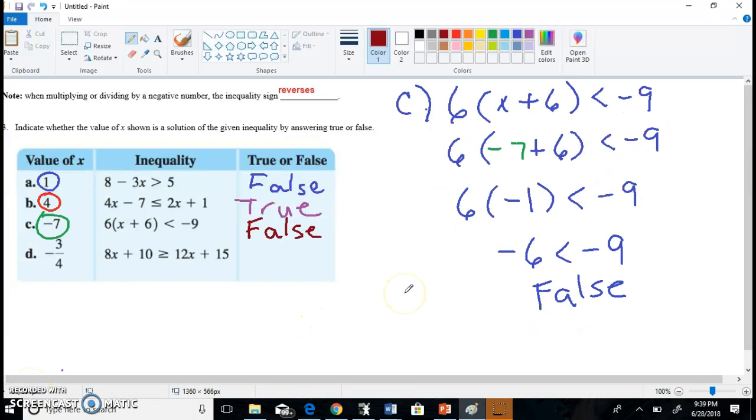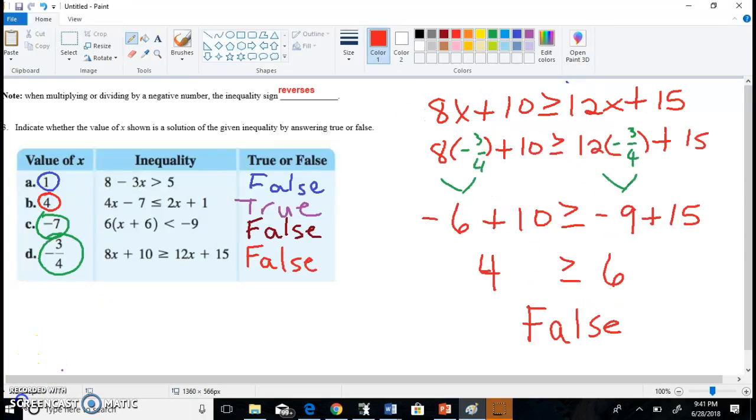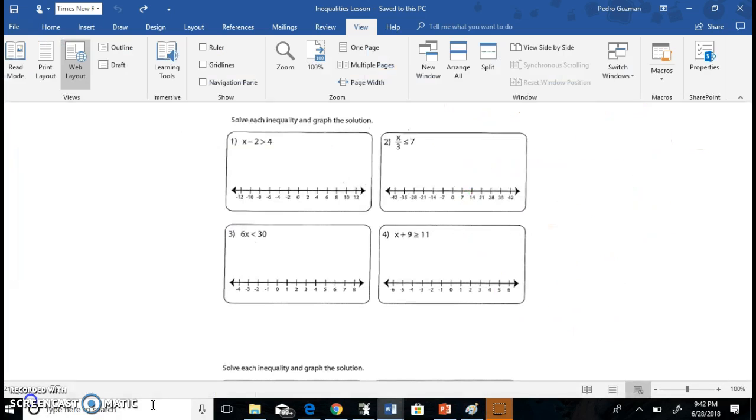Okay, the next one we substitute in negative 7. When we multiply, we subtract negative 7 plus 6, and we get negative 1. And we multiply, we get negative 6. Negative 6 is not less than negative 9. 6 is less than 9, but negative 6 is greater than negative 9 because they're negatives. So that is a false statement. And when we substitute negative 3/4 into the last one, we get 4 is greater than or equal to 6, which is also false.